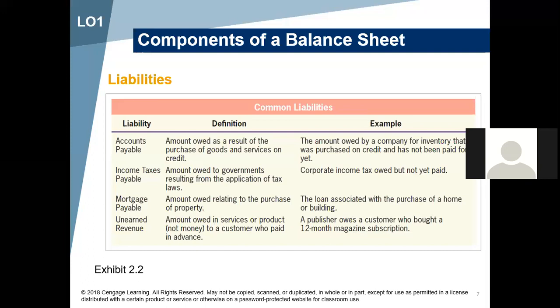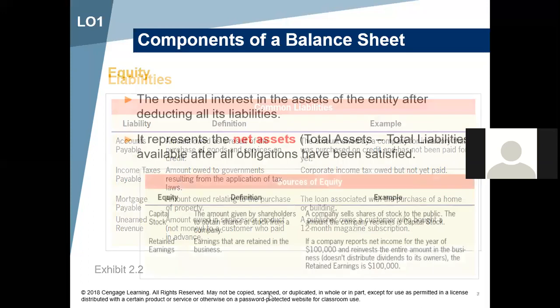Why? Because it is still pending. You have pending delivery of goods or pending performance of services. For example, a publisher owes a customer who bought a 12-month magazine subscription. You receive cash and you have not yet supplied or given the magazine subscription. All right, very good.